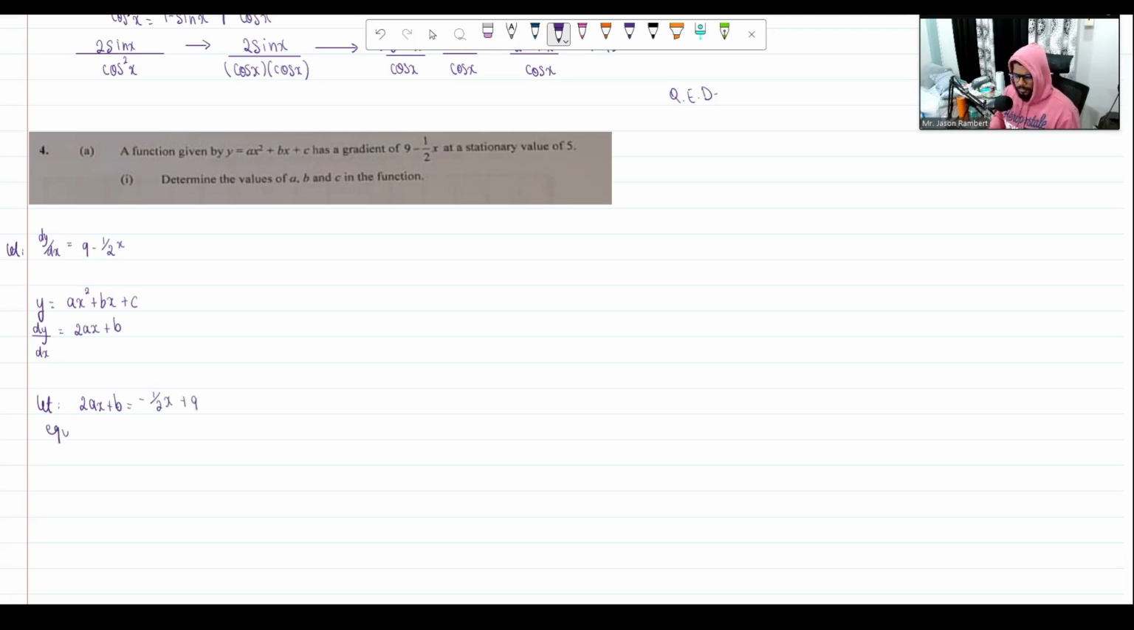Equate coefficients. For my x coefficient, I'll have 2a is minus a half. I'll have a is equal to minus a half divided by 2, which is minus a quarter. My constant, I will get b is equal to 9. Now, there is more than one way we could have done this. I could have integrated 9 minus a half x to get back y, and do my business from there as well if I wanted to.